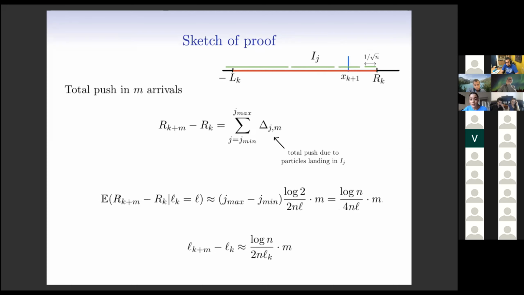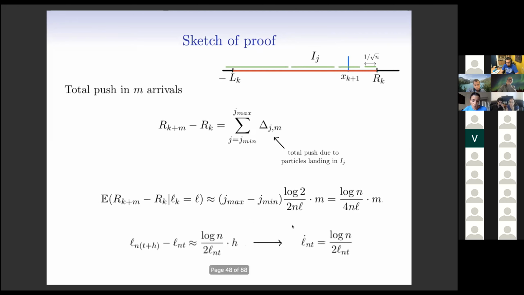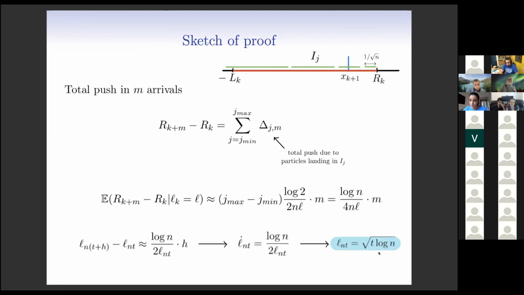And we can use this to get a differential equation for the length. If this is how the right extremum moves, then the total push that the length gets in n arrivals is just twice the push that each extremum gets. So the 4 became a 2 here. And this can be made into a differential equation for the length, which we solve to get square root of t log n. So this is where the square root of t log n comes from.